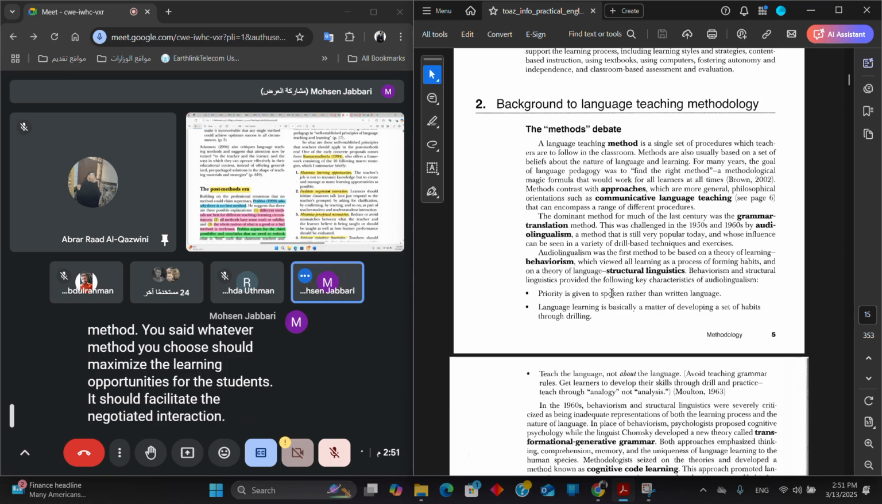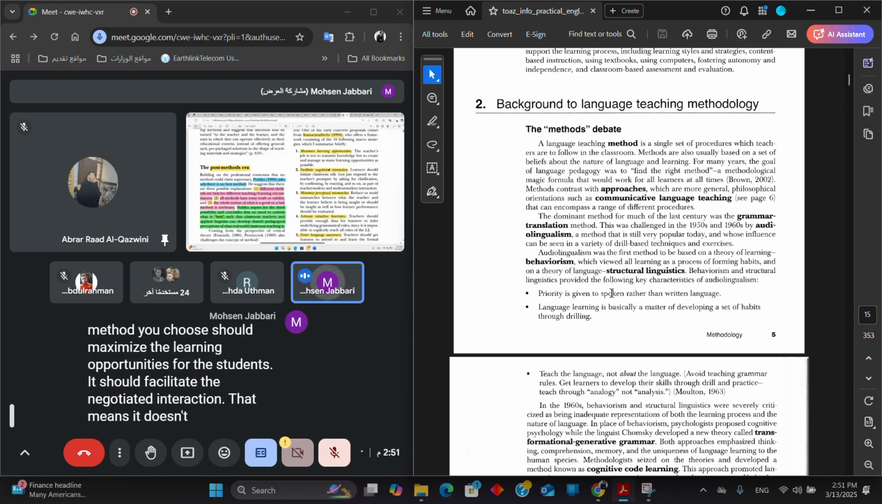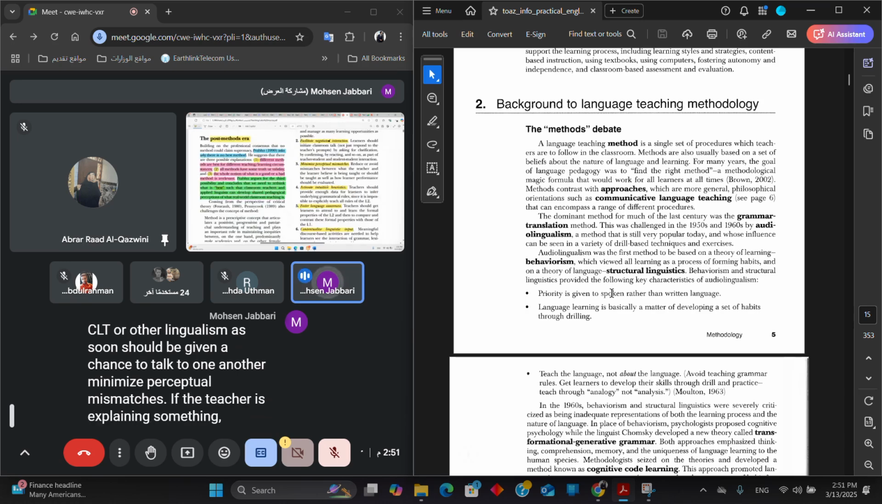That means it doesn't matter if you choose, for example, to go for CLT or audiolingualism. A student should be given a chance to talk to one another. Minimize perceptual mismatches. If the teacher is explaining something but you understand it in a wrong way, again, your method is in charge and is responsible for that.